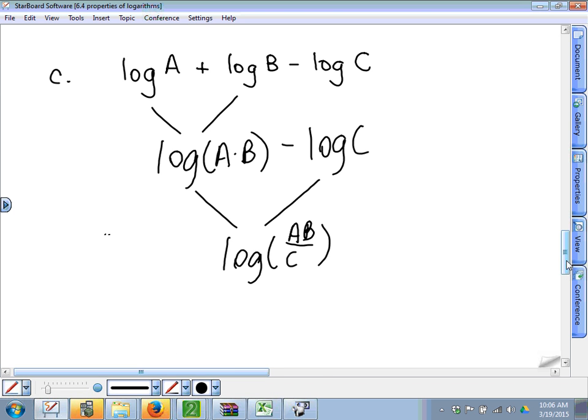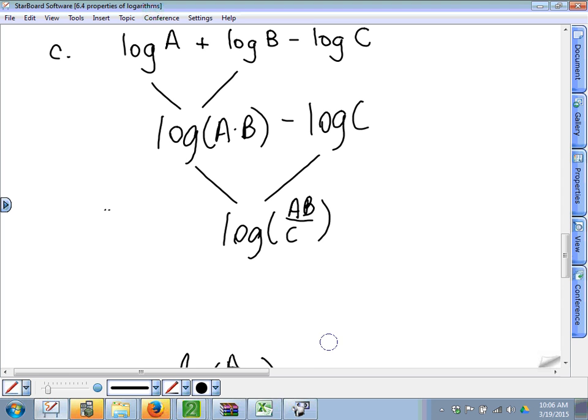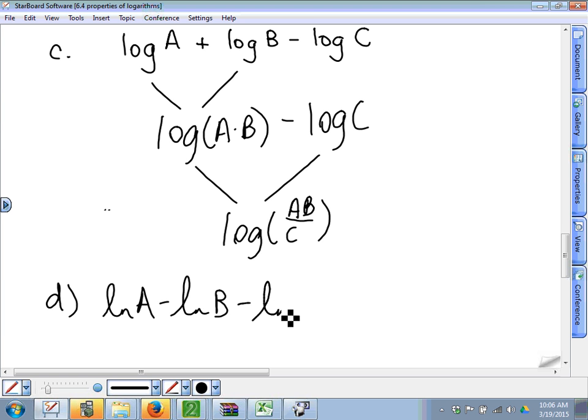Okay, this one might get you. I don't think I got many of you on that last one. I'm going to get you on this one. Natural log of A minus natural log of B minus natural log of C. Try that one.